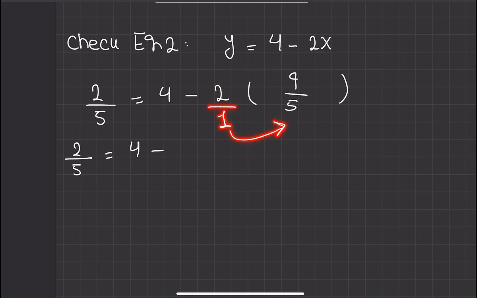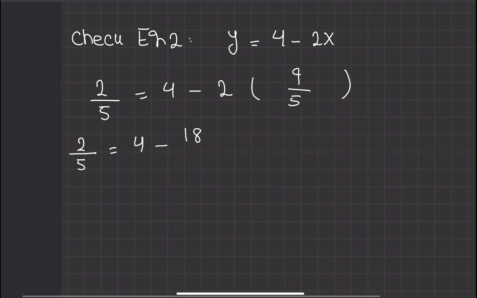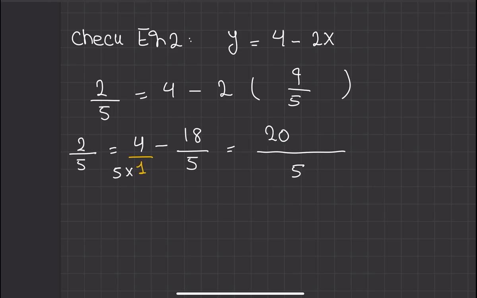hidden 1, so this is going to be 1 times 5. So it's going to be 4 minus 18 divided by 5. In order to solve it, we're going to have a common denominator there. So this is going to be 5. So this is going to be 1 times 5. So it's going to be 4 times 5 is 20 minus 18. It's going to be 2 divided by 5.